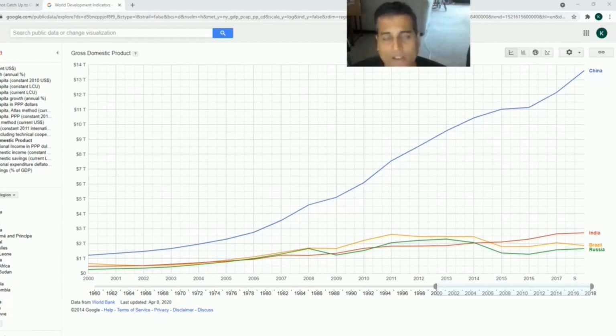I mean, there have been BRIC conferences all over the world. A lot of those BRIC conferences are going away because China is really bigger than the other three combined, as you can see from this chart over here.